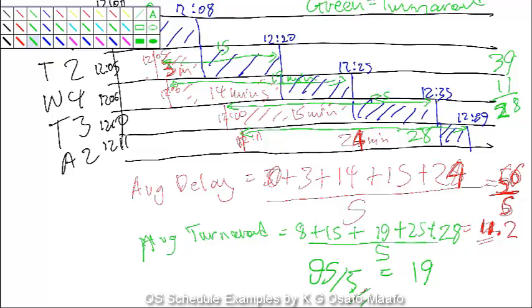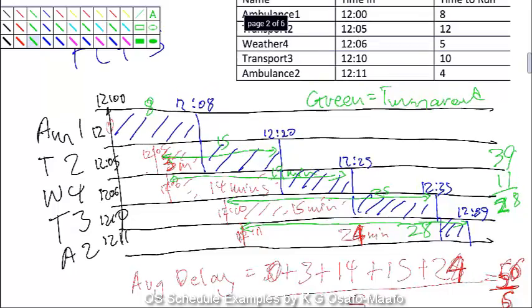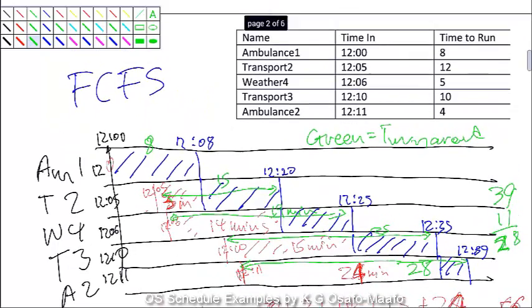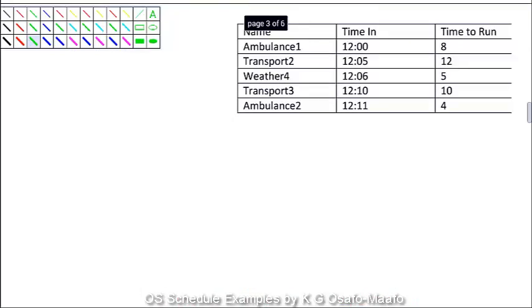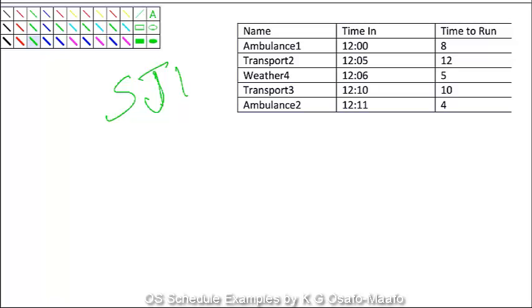Now let's take a look at, so this was first come first served. Let's see shortest job first. So the strategy here is to always pick the shortest job available. T2, W4, T3.